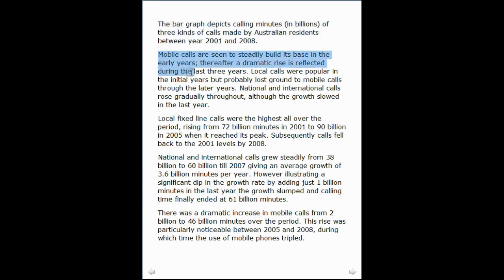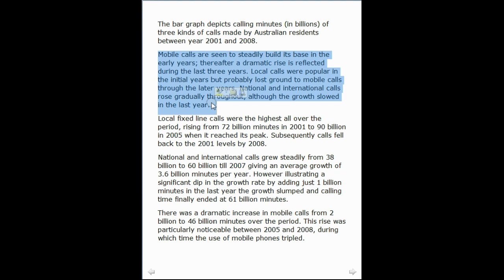And now comes the most important paragraph, and that is the overview paragraph. In this paragraph, we will group our findings and then report main features and comparisons. With this paragraph, the examiner comes to know that the candidate has understood the graph, and after this only the fine details will remain.